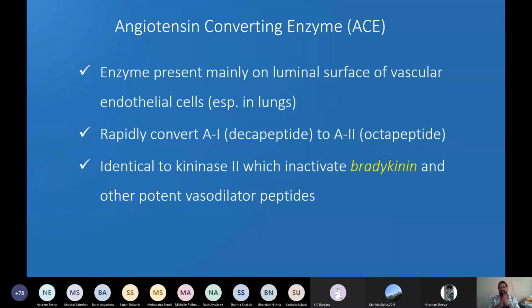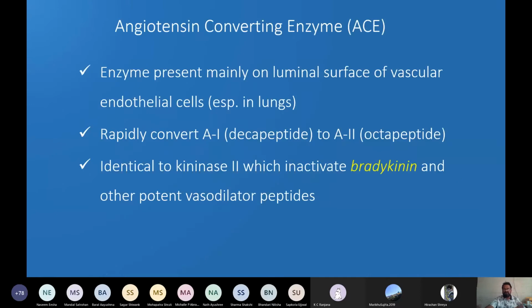So what is the enzyme that converts angiotensin 1 into angiotensin 2? It is an enzyme present mainly on the luminal surface of vascular endothelial cells, especially in the lungs. So though angiotensin and renin are related to the kidney, angiotensin 1 is converted into angiotensin 2 basically in the lungs. This angiotensin converting enzyme rapidly converts angiotensin 1 into angiotensin 2. It is identical to kininase 2, which inactivates bradykinin and other protein vasodilators. I just told you about this.